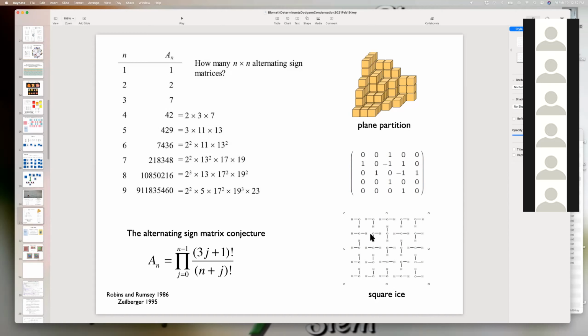And the mathematicians eventually found the physicists who understood this model, which turned out to be one of the small number of exactly solved models in statistical mechanics. And that connection allowed the proof of some of the conjectures associated with these alternating sign matrices.